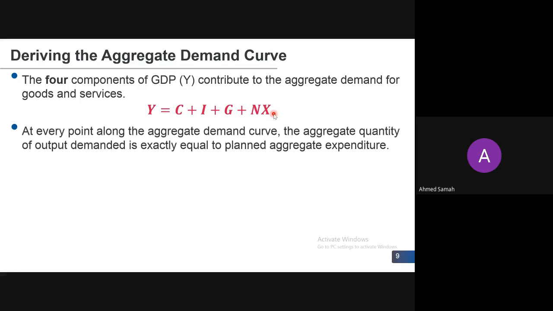At every point along the aggregate demand curve, the aggregate quantity of output demanded is exactly equal to the planned aggregate expenditure, the planned total expenditure level at that output level.